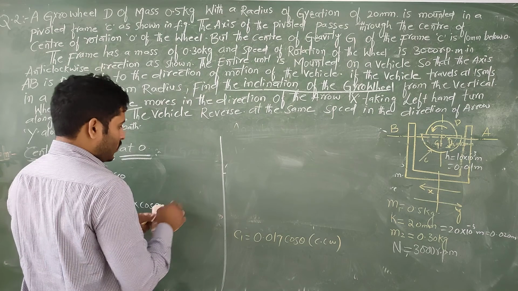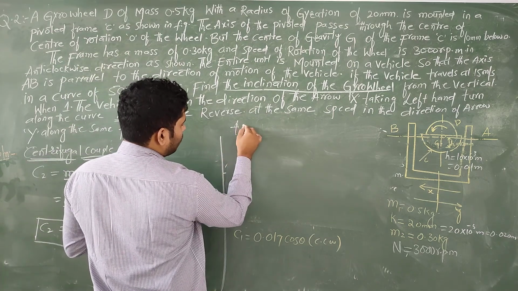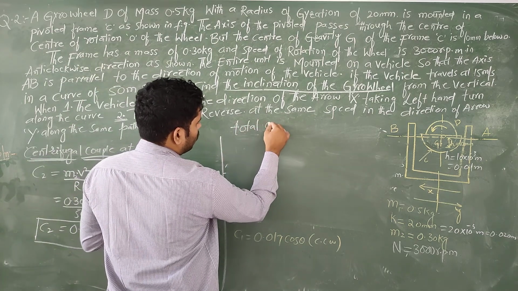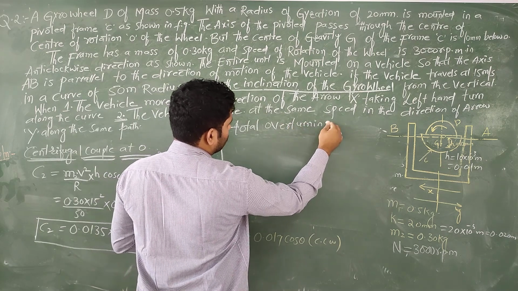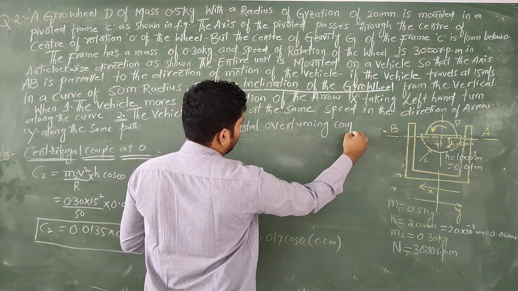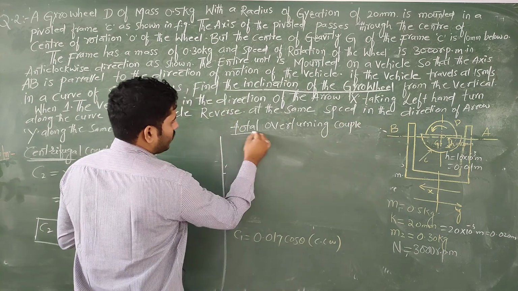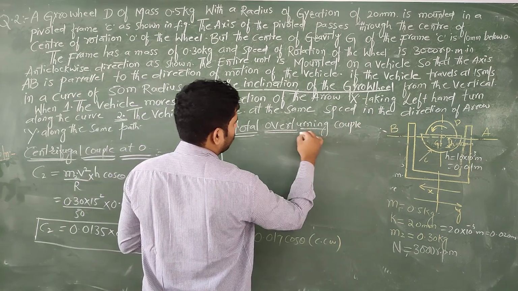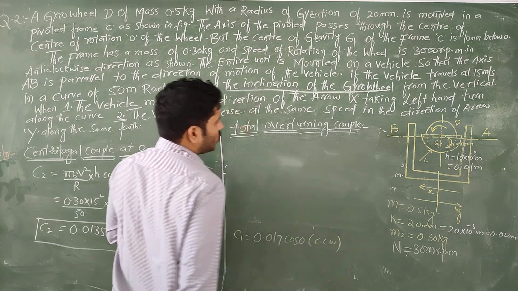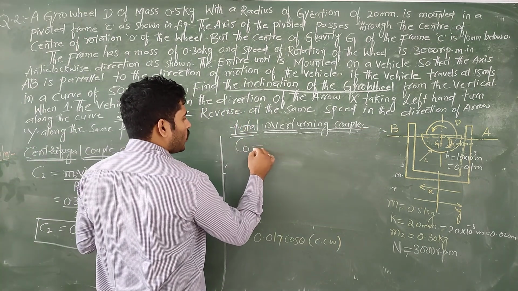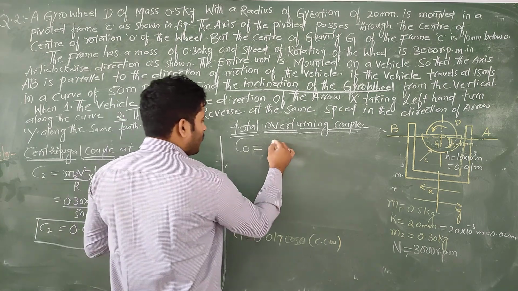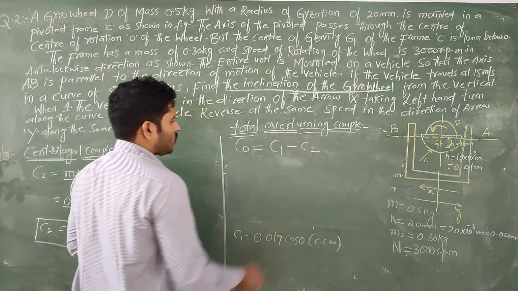So total overturning couple we need to find out. If you want to find out total overturning couple, it is represented by CO equal to C1 minus C2.